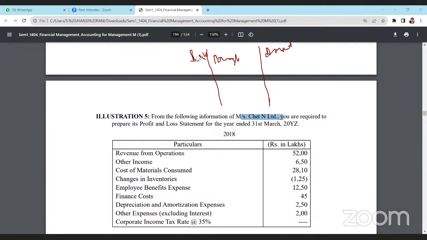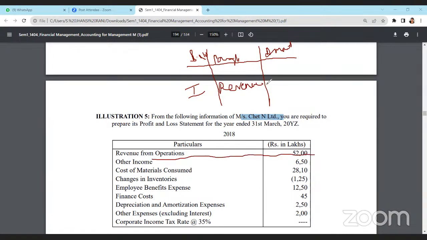So from where am I going to write? You can have the textbook. Please look at the profit and loss statement format given to us. It starts with Roman number 1, and that is called revenue from operations. Revenue from operations amount is given to us directly.